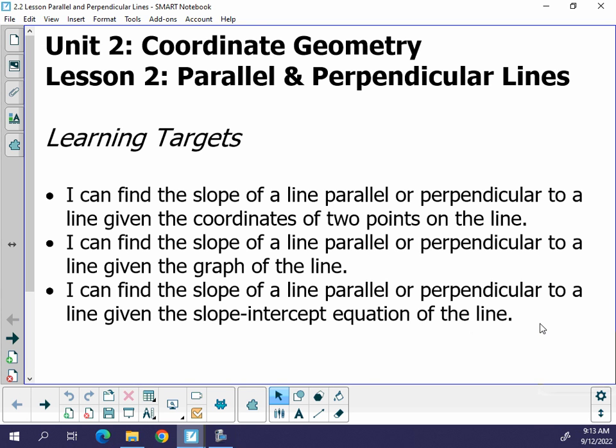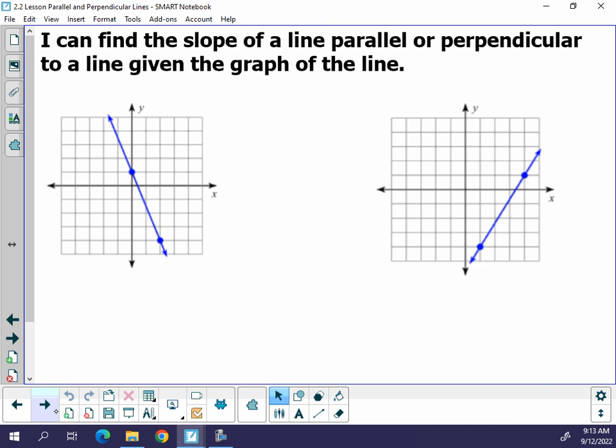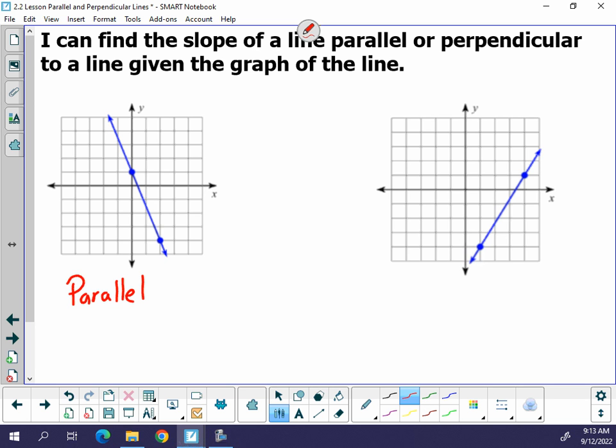Today we're going to continue talking about slope, and this time we're going to talk about slopes of parallel and perpendicular lines. So first let's have a chat about what it means to be parallel or perpendicular. Here I have two graphs of lines, and in the first one on the left, I want to draw a line that's parallel. You don't have to draw the line, but I want to show you an example.